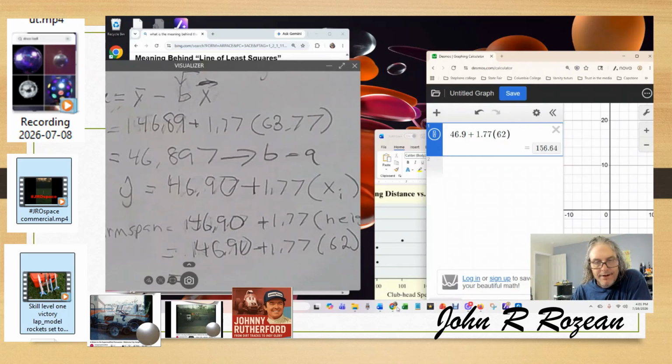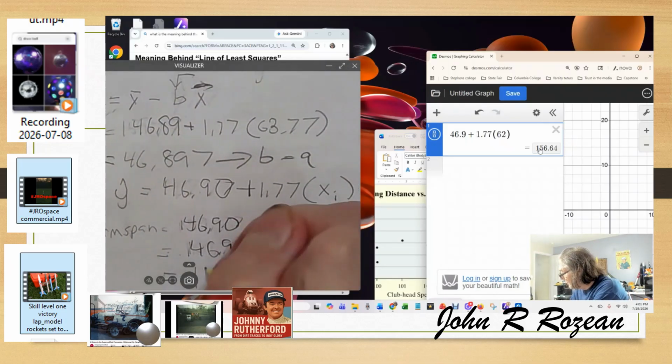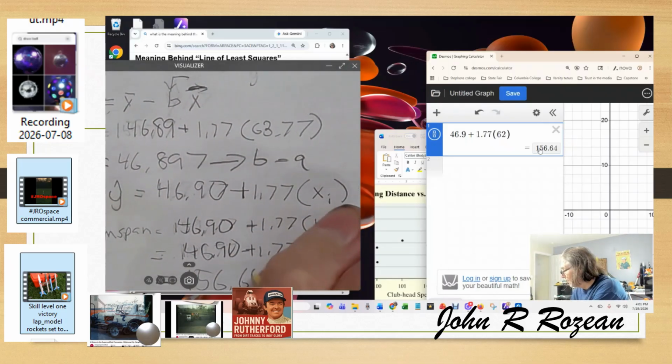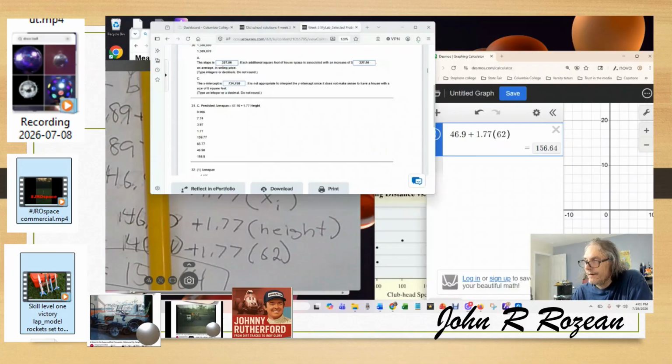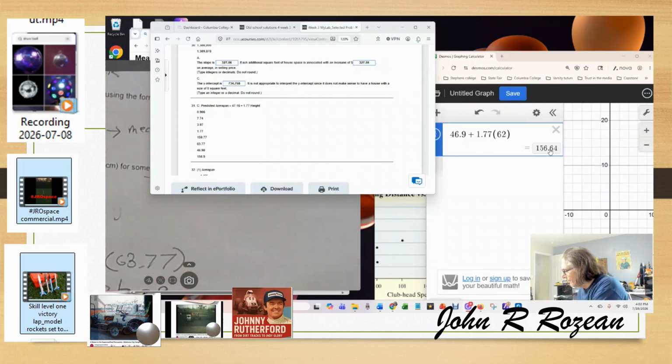And I don't know where the answer sheet is, but anyway, that is what the answer sheet says, is 156.64. But let me pause here and try to find that answer sheet. Yes, this is the possibility here. Notice they have the answer of 156.9. We got 156.9. So let's look at how it wants to round it.